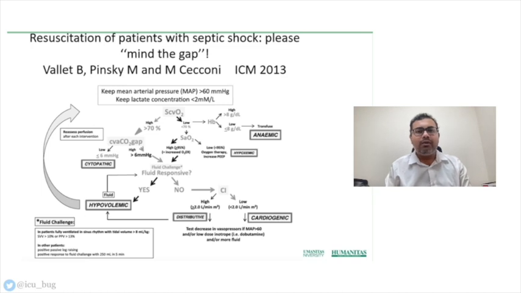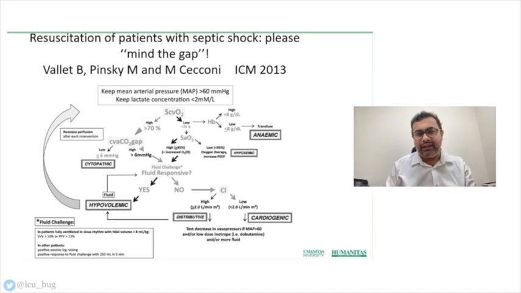The idea behind resuscitating a patient is to keep the lactate concentration below 2. So if the lactate is less than 2, we can be pretty much sure that the anaerobic metabolism is being reduced. Also, good lactate clearance has been shown to correlate with improved outcome. So this becomes a very important target. However, it should not stop at that level.